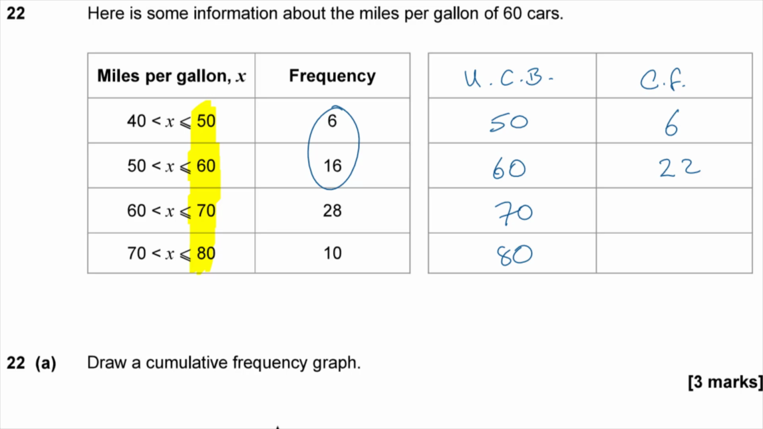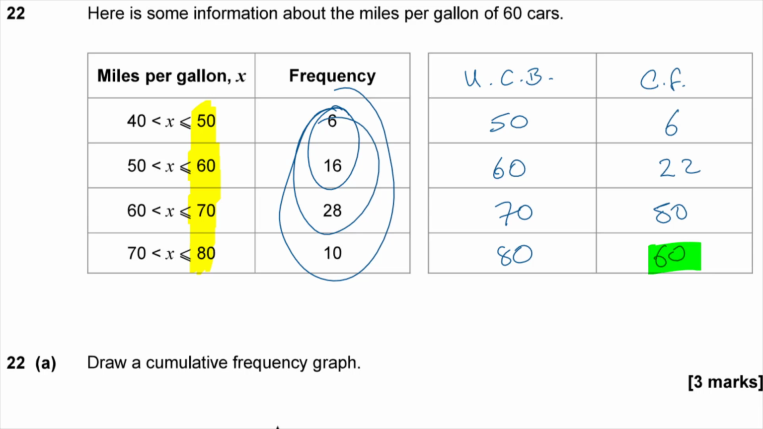Now, my next cumulative frequency is going to be those three added together, but I already know the first two add to 22. So I just need to add the 28 to my 22 to get 50. And then finally, I add all four together, or my 10 to my 50, which gives me 60. Always a good idea to check that is the same as the answer they give you at the top, because it is an easy mistake to make during a test.